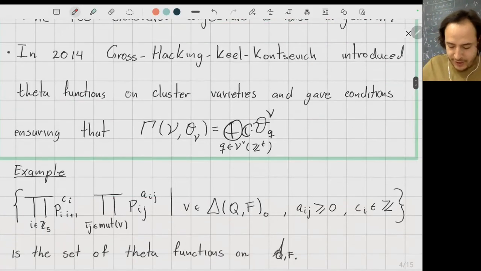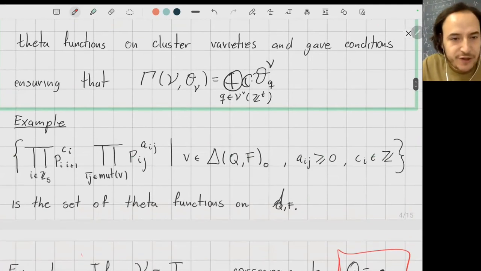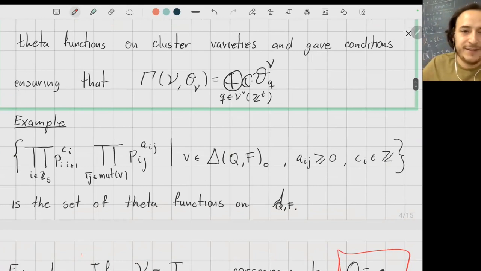Okay, so let's go back to the example. In the running example, we can make these theta functions very explicit. I know I'm not defining theta functions; that would be over the top for this talk. It's a very technical construction in which you have to consider scattering diagrams and broken lines therein, so it's a very large and deep topic.